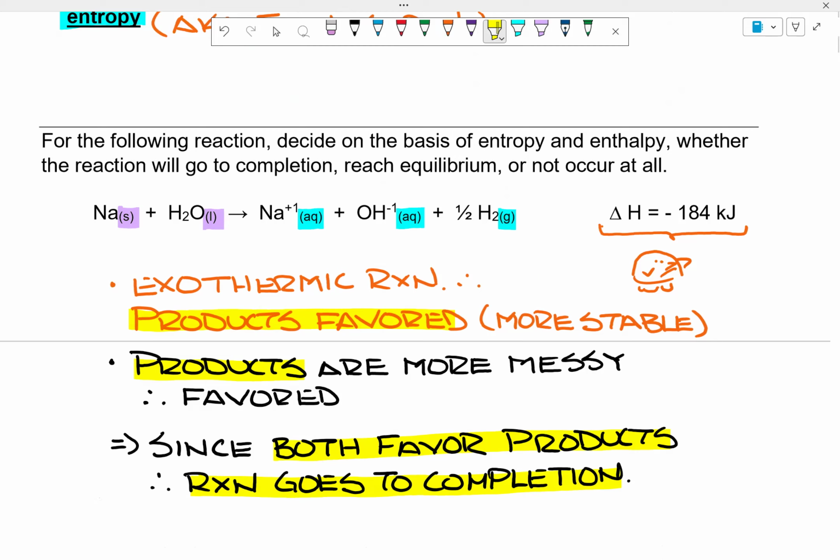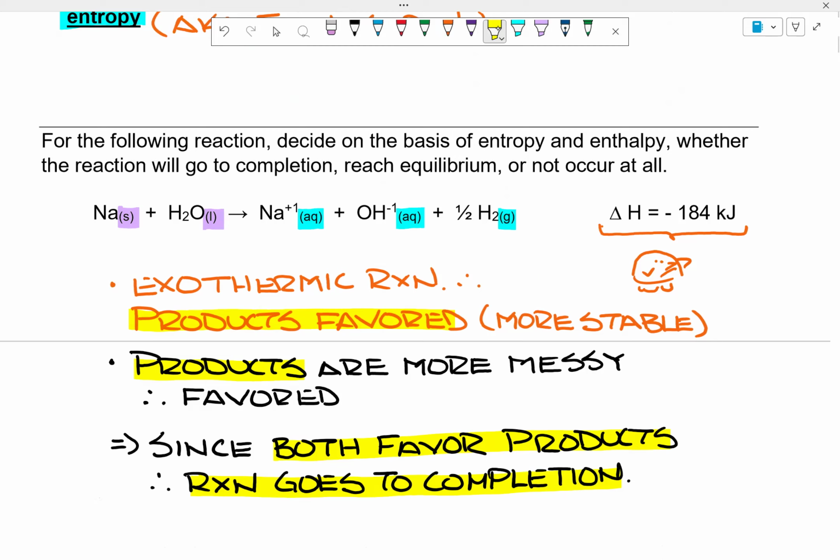All right, that means when we say the word completion, that means we're going to get lots of products before the system reaches equilibrium. Now, if they both favor the reactants, then we could say that the reaction is not spontaneous, or we could say we have lots of reactants and not very much products. And when one favors the products and the other favors the reactants, then we could say that it has reached equilibrium, where we have almost equal amounts of reactants and products.